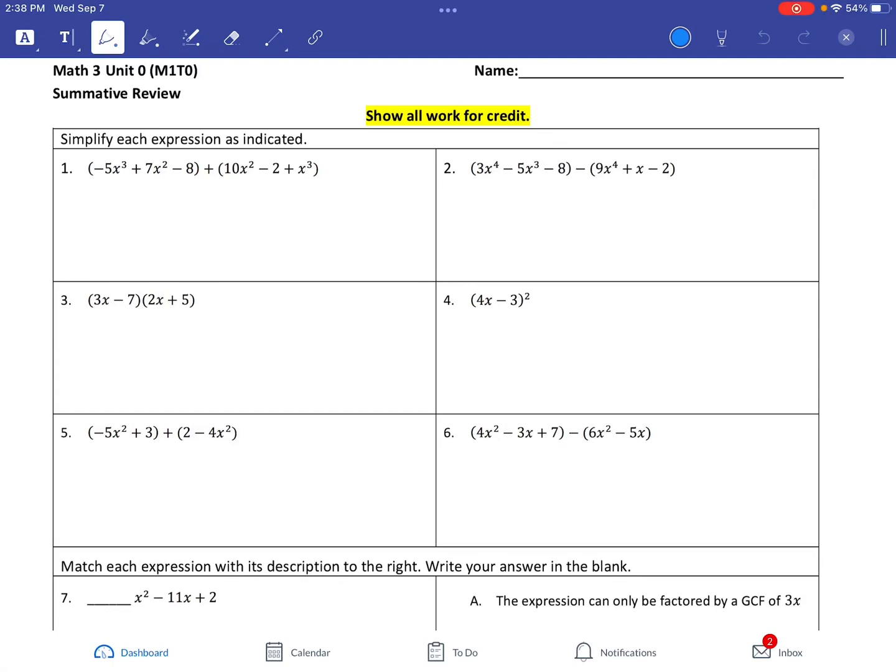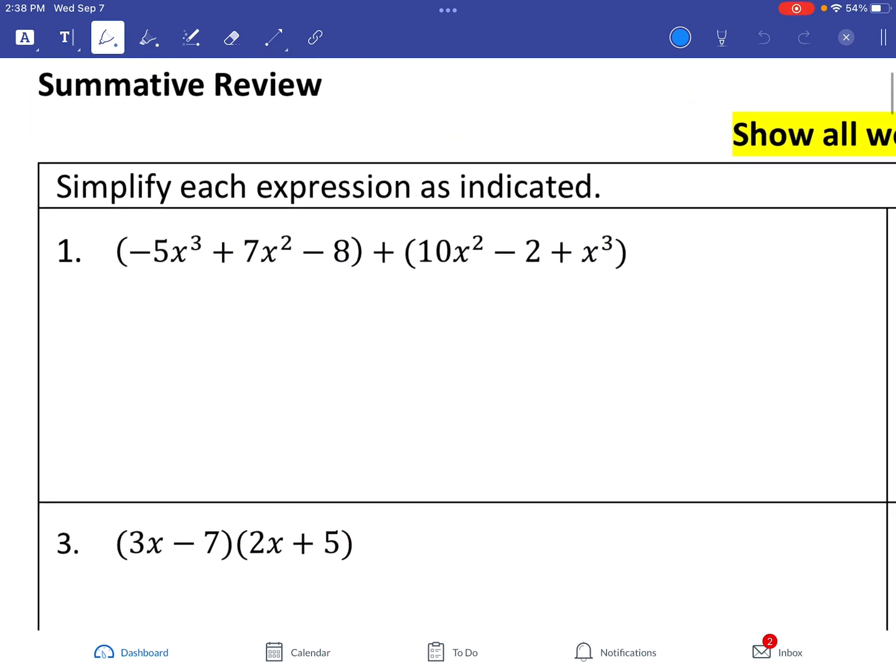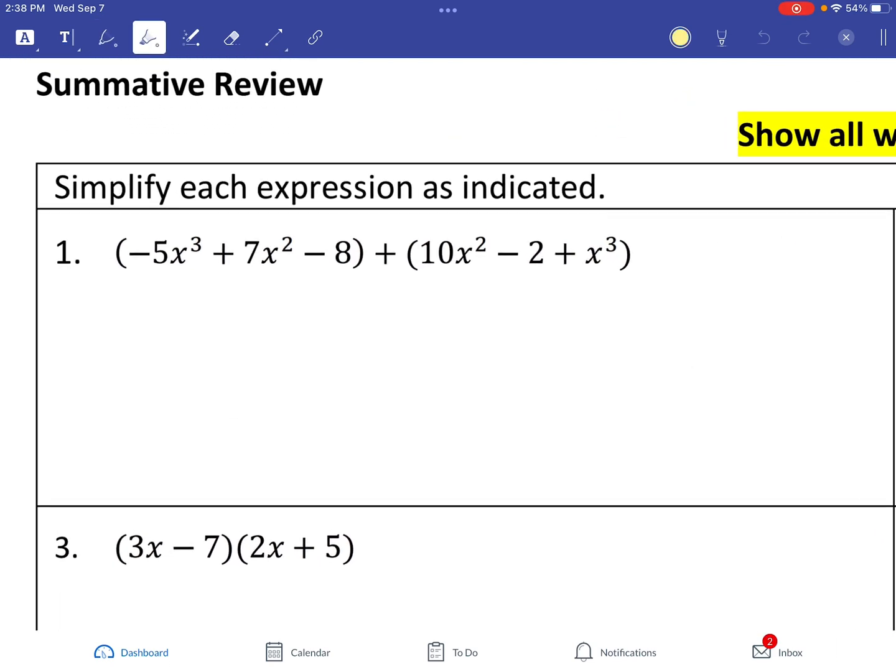So this is the Unit 0 review sheet, and this is the key for the whole thing. So for number 1, we are just combining like terms. It is important to recognize that there's a plus sign between the two sets of parentheses, so we're just going to add the like terms. We start out with negative 5x cubed and positive x cubed, which gives you negative 4x cubed.